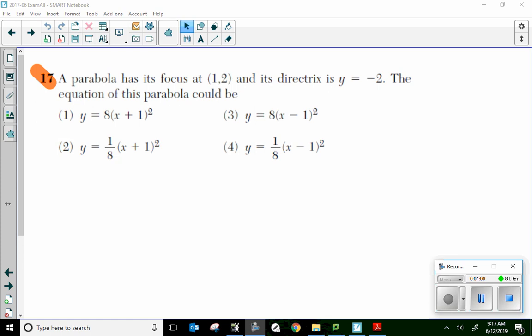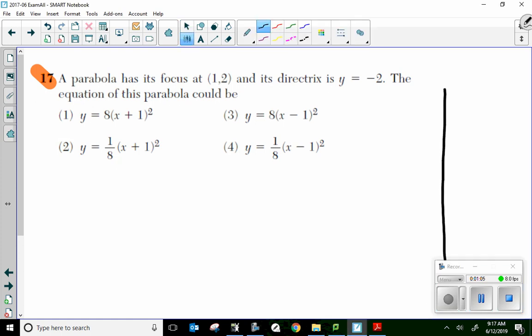The equation for the parabola could be, first thing you need to know is the relationship between the focus, the directrix, and the vertex. If you know any two of those three, the focus, the directrix, and the vertex of the parabola, you can always find the third one. They give us the focus and directrix, so I can find the vertex because the vertex is always exactly in between the focus and the directrix.